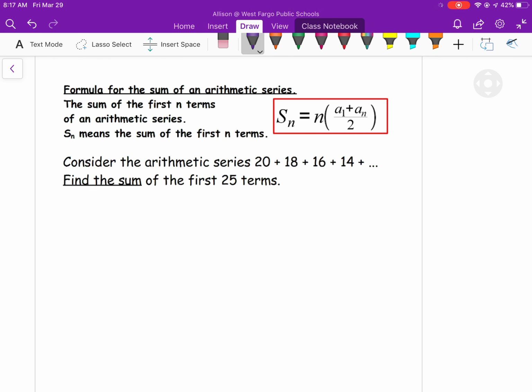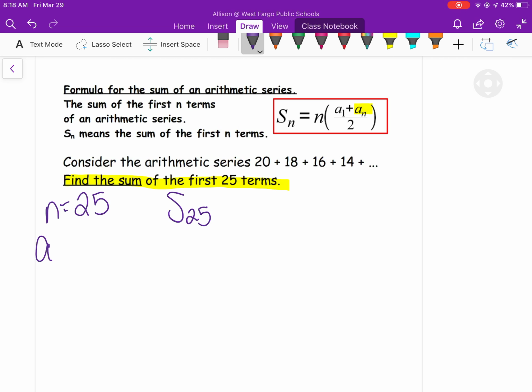S sub n equals n times the quantity a sub 1, the first term, plus the nth term, divided by 2. So we're going to have to find a couple things. First of all, remember that if we want to find a sub n, that's the nth term, so we will need to find the equation for the series and then be able to find the nth term. So we want the sum of the first 25 terms. That means that our n will be 25. So I'm looking for S sub 25, the sum of the first 25 terms.